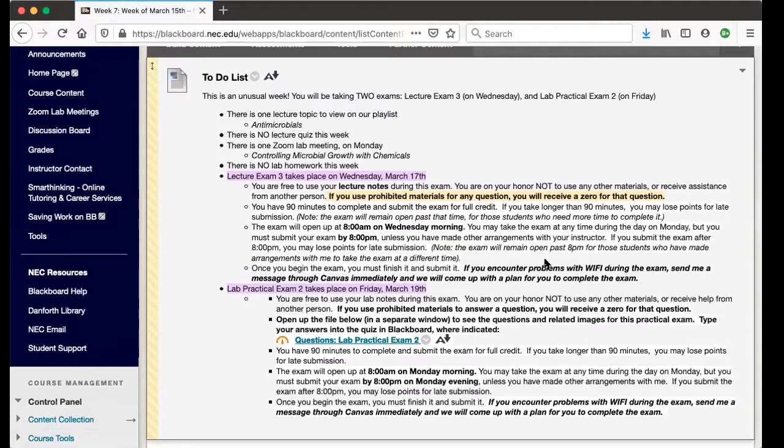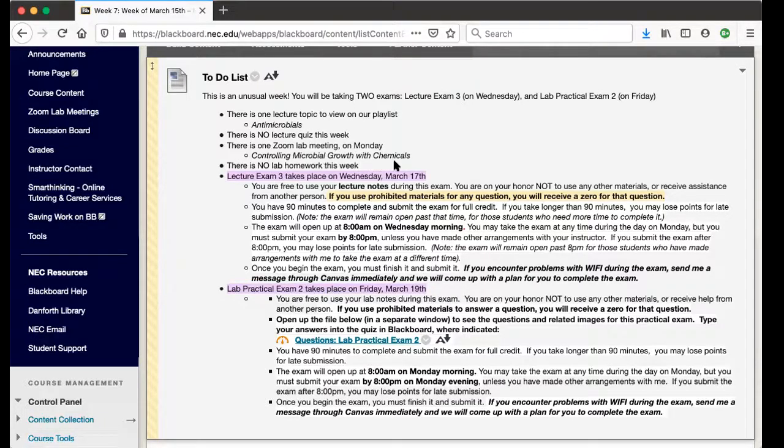Remember, next week we have a really busy week, an unusually busy week. On Monday, we're going to be talking about controlling microbial growth, specifically with chemicals, with chemical disinfectants. But on Wednesday and Friday, you have exams. So on Wednesday, you'll be taking the third lecture exam. And on Friday, you'll be taking the second lab practical exam. So 2 exams scheduled for next week.